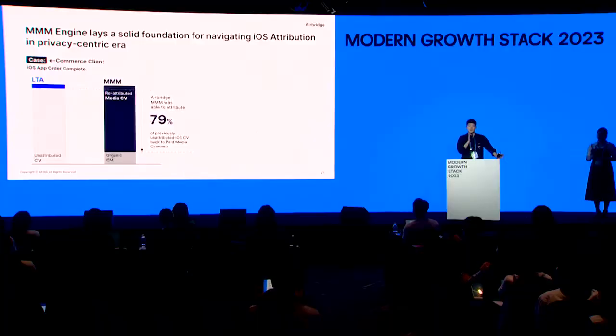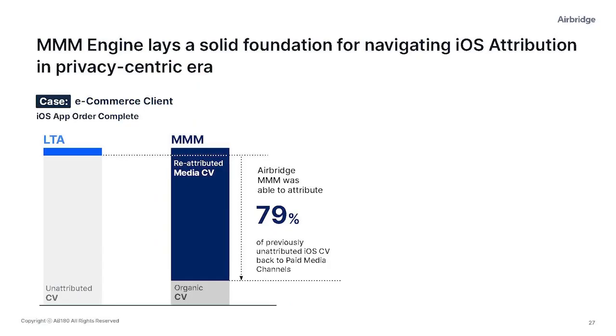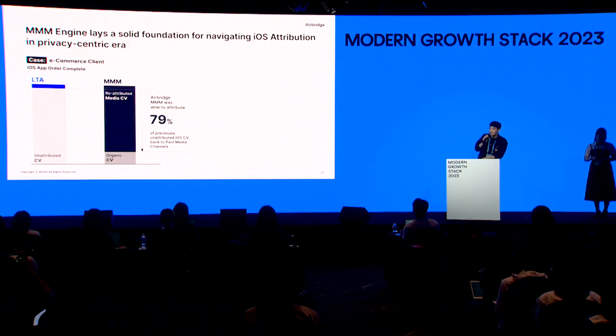In the second case study, we have a mobile commerce platform client whose iOS tracking went almost completely unattributed in LTA due to ATT issues. The attribution results in AirBridge MMM proposed a 79% decrease in unattributed iOS order completes, meaning that 79% was reallocated back to the iOS marketing mix.